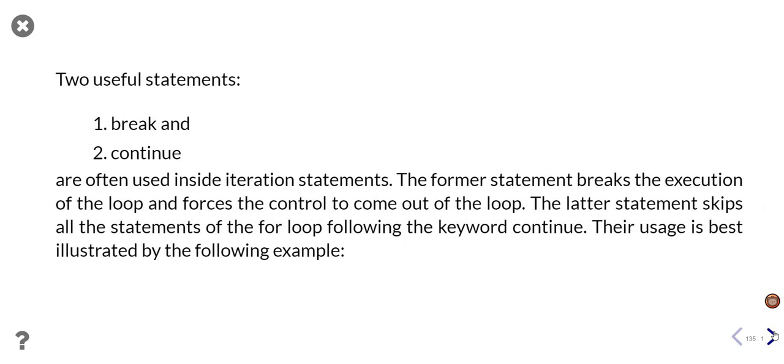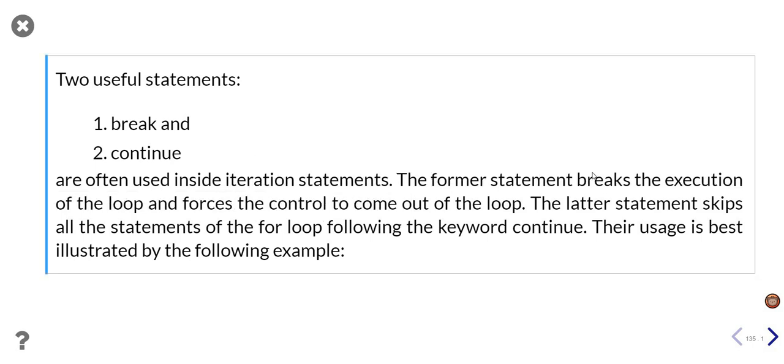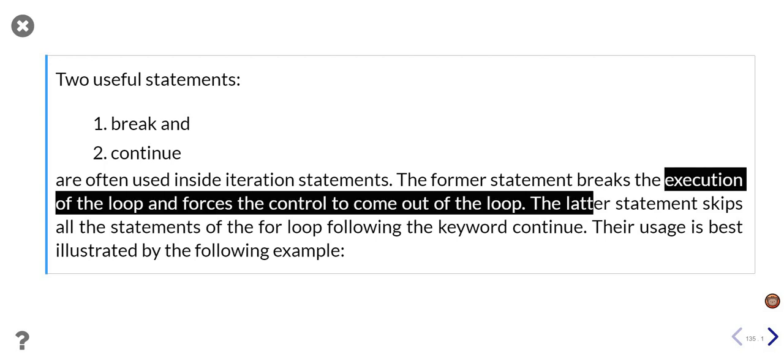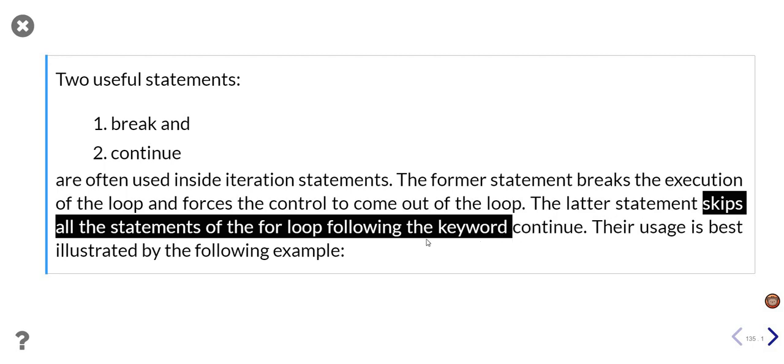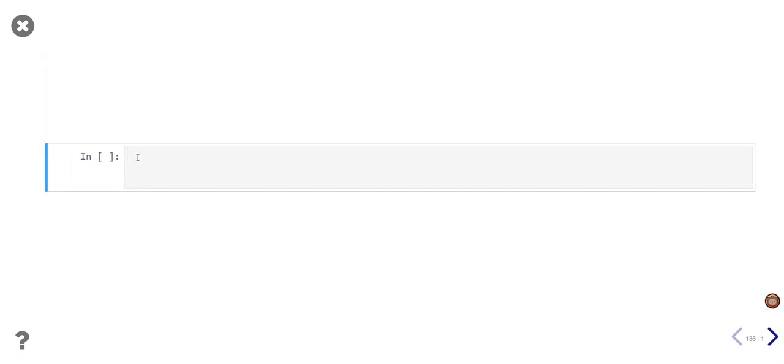So there are another two useful statements, which are break and continue, which are often used inside iteration statements. The former, which is break, breaks the execution of the loop and forces the control to come out. The latter, which is continue, skips all the statements in the for loop following the keyword continue. So let's do the example, then we can see some appreciation, I think.